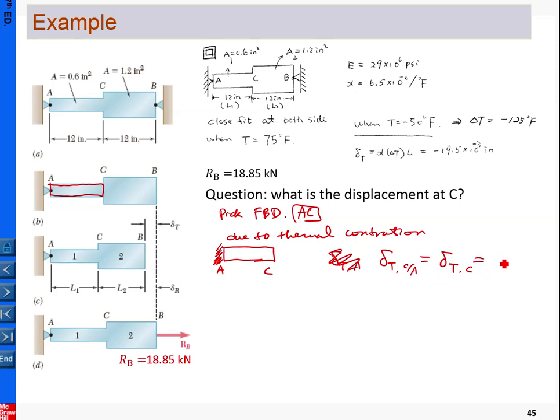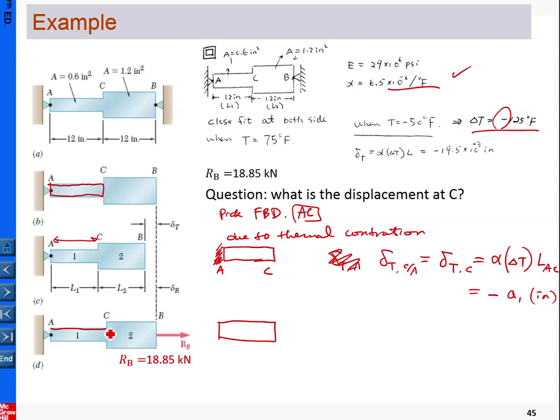And due to thermal expansion, that is alpha times delta T times L. What is L of this one? It is LAC. And you can plug in the calculation, alpha equal to this and delta T negative, so this is a certain negative number here, so let me say this is negative A1, in inches. Then we look at this portion here. For this portion, this is AC, again this is fixed, and this is a reaction force RB here. And RB is going to have the deformation like this. So this deformation is called delta, and that is caused by the reaction. I use subscript R, and that is about C here.